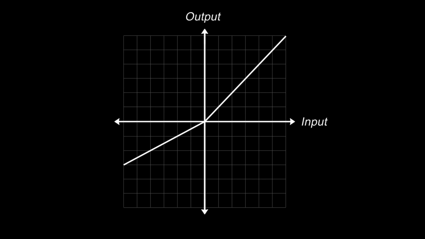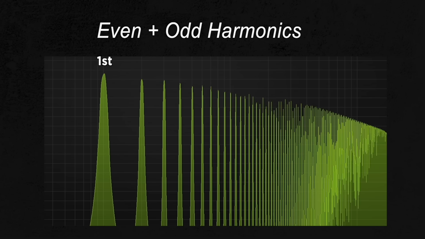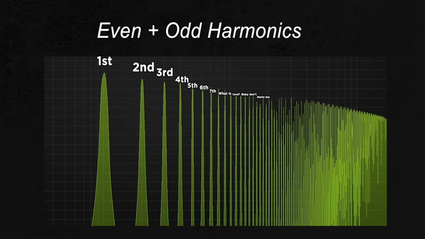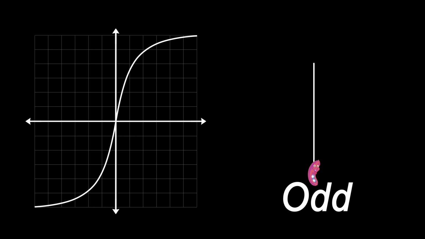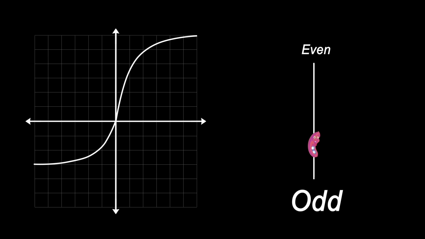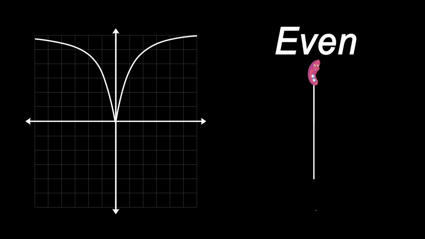What if I don't make our curve symmetric at all? So the left side is different than the right side. If I send a sine wave through it now, both even and odd harmonics are created. The closer the curve is to an odd curve, the more odd harmonics are created. And the closer it is to an even curve, the more even harmonics are created.